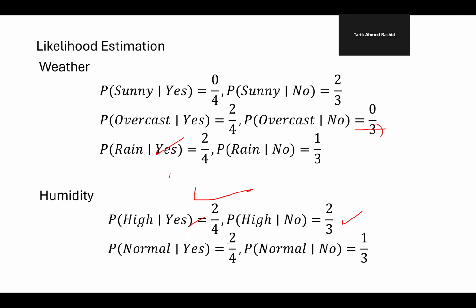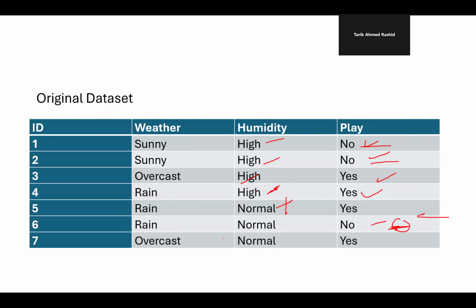And likewise, we do it for normal. How many yeses do we have? 2 normal, over the 4 yeses that we have in total, and 1 no we have for normal, over 3. So 1 no, where is normal? Here. This no is normal. And how many no's do we have? 3. So 1 over 3.